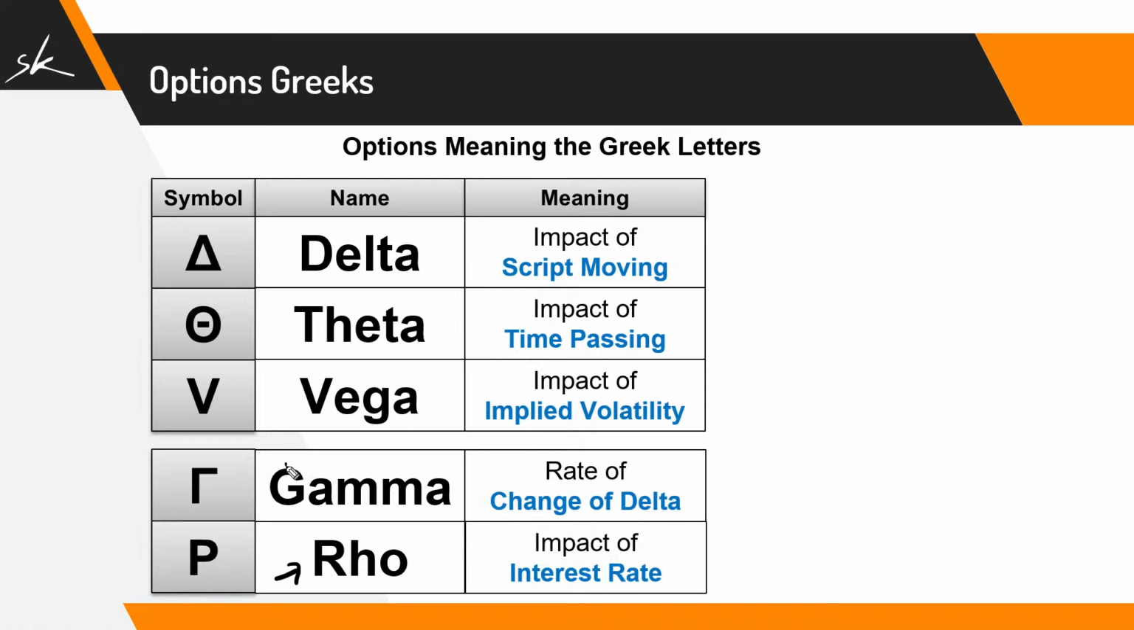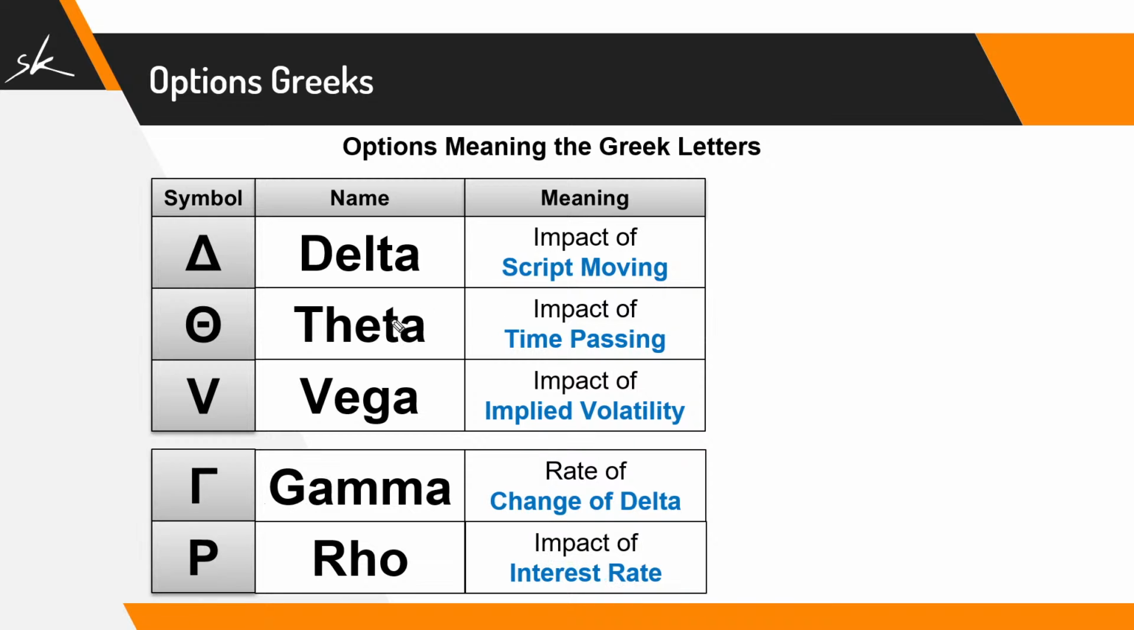The only one you'll probably have to remember is G, because G does not correlate in any way to the change of delta. But yes, R is again your interest rate, so that is how you can remember R. The only one you will have to remember is gamma, which is the rate of change of delta. That is how the delta will be changing because of gamma, and rho is how the option pricing will be impacted due to the change in interest rate.